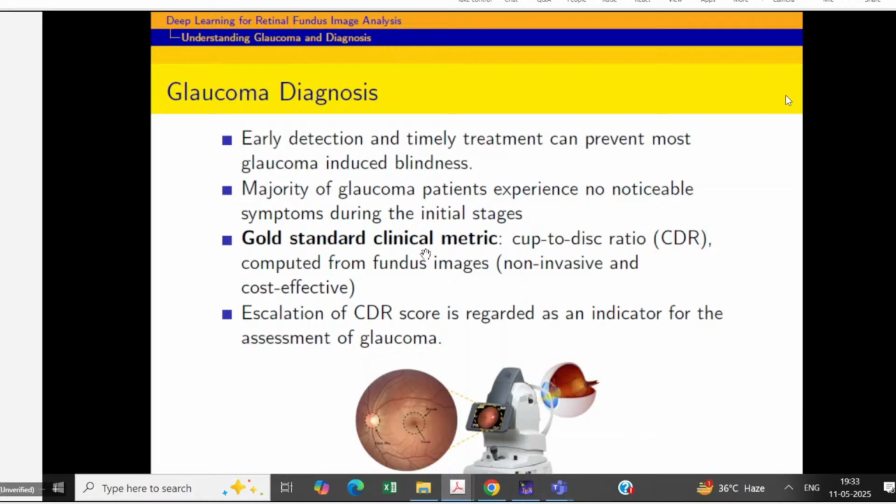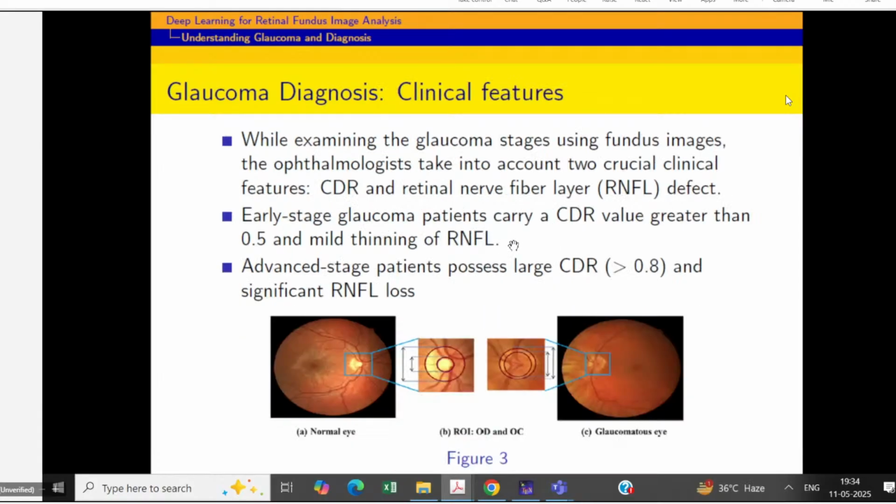There are two clinical metrics that are considered the gold standard. One is the cup-to-disc ratio. You know what I mean by cup, I have already shown you, and you know what I mean by disc. They use one metric known as the cup-to-disc ratio. There is one more important clinical marker they use, which is the retinal nerve fiber layer defect. Based on the thinning of this particular RNFL layer, they identify whether the person is at an early stage or an advanced stage.